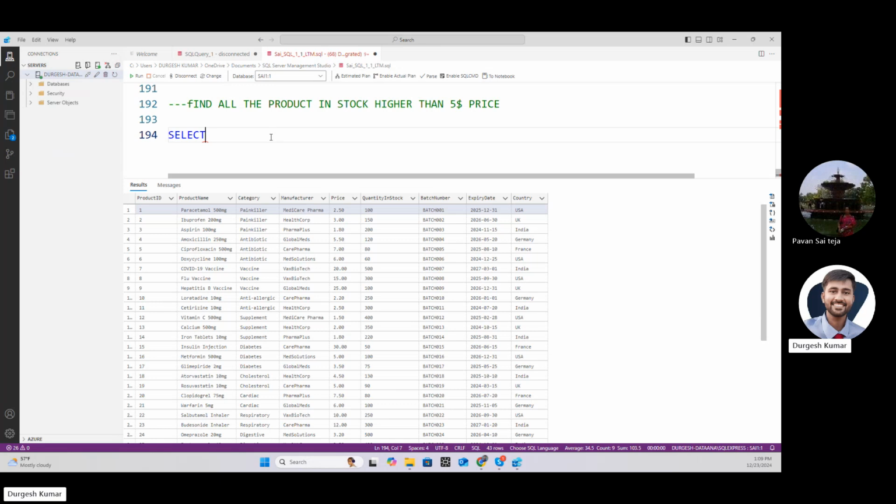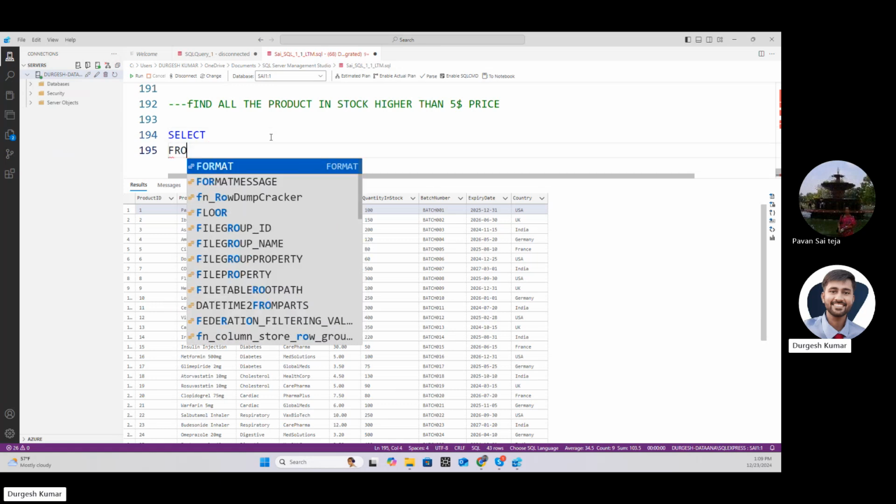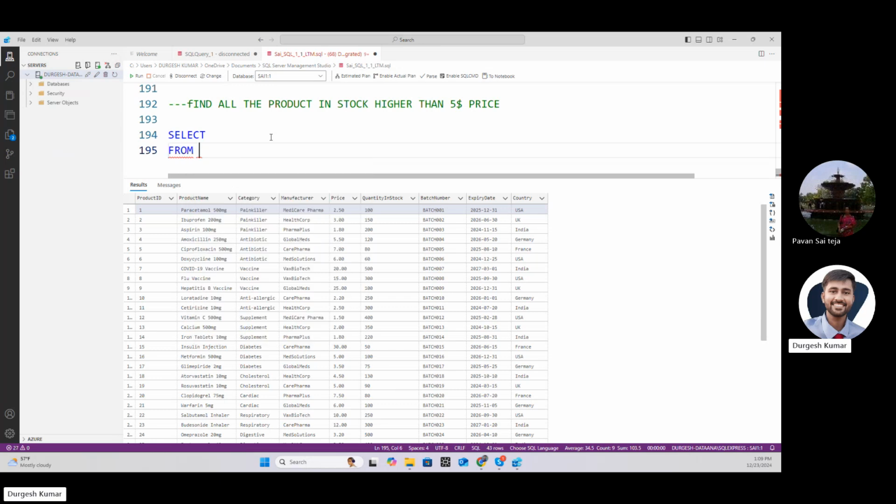So I'll be just guiding you on my strategy, how I write a query, and then after that you can continue with your answer. Whenever you write select, if you write the column name, you have to write all the spellings, Q, U, A, and so on. So what I do is I first write the from table, sorry, the table name. My table name is pharma product.